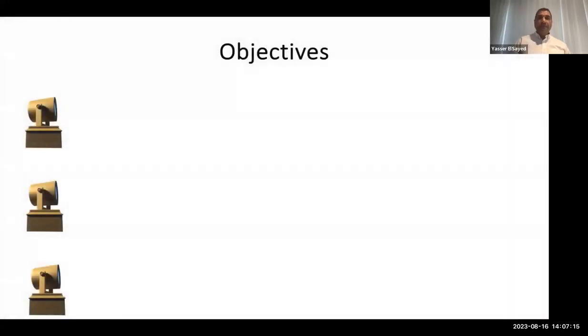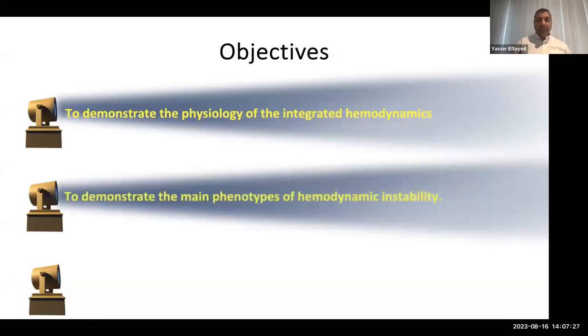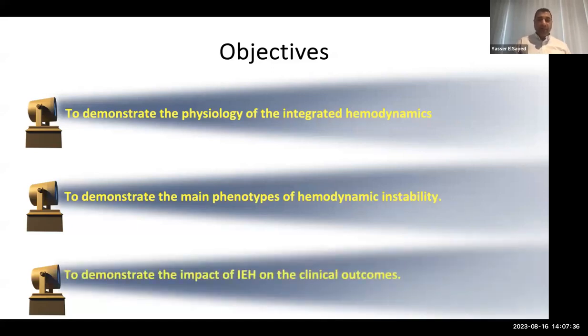I have three main objectives in this presentation to discuss over the next 30 minutes or so. First, I will demonstrate the physiology of the integrated hemodynamics. Then I will demonstrate the main phenotypes of hemodynamic instability by relying on this integration. And then at the end, I will discuss some of the research studies that showed the impact of applying the integrated hemodynamics approach on the clinical outcomes.